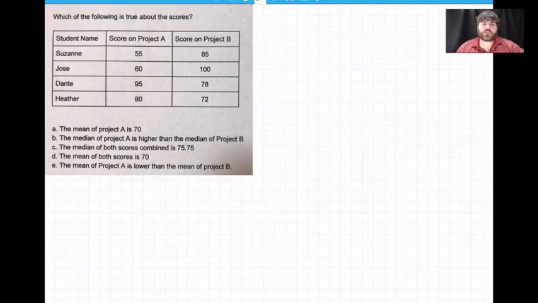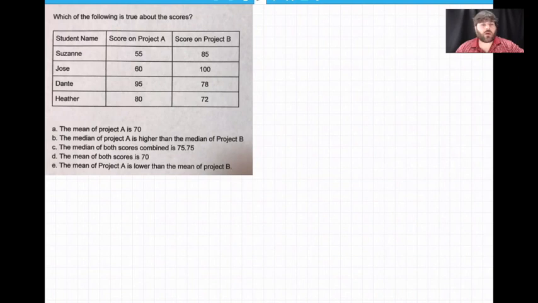First problem says, which of the following is true about the scores? All right, so this problem has a table. It's got 4 different students and their scores on project A and their scores on project B. And all the answers, I suppose, start talking about mean, medians, and those kind of things.